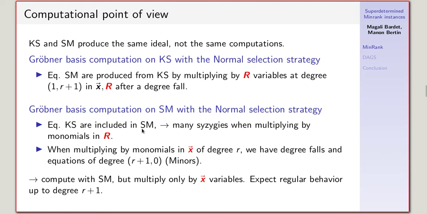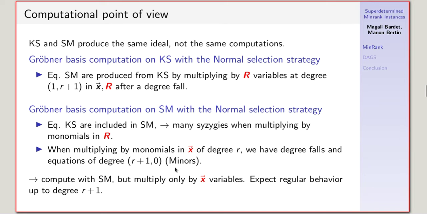And on the other side, if we start with the SM equations, they contain the Kipnis-Shamir equations, so if we multiply by monomials in R, then we will produce again all the SM equations, and of course we have redundant equations, we will have many zero reductions, and many unnecessary computations. Also, when we multiply by a monomial just in x at degree r plus 2, we will get the minor equations after degree falls.